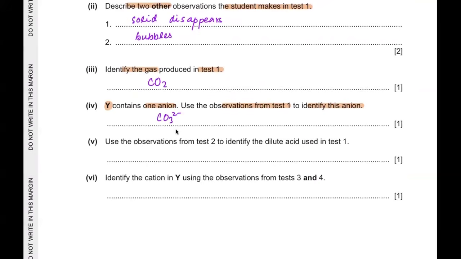Now, part 5, use the observations from test 2 to identify the dilute acid used in test 1. So we are getting the white precipitate and we have identified that there is a sulfate ion. So it means that sulfate ion must come from the dilute acid, and that dilute acid is sulfuric acid, H2SO4. Is this clear?